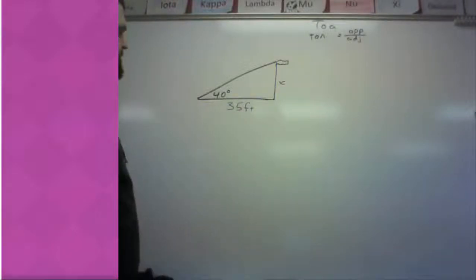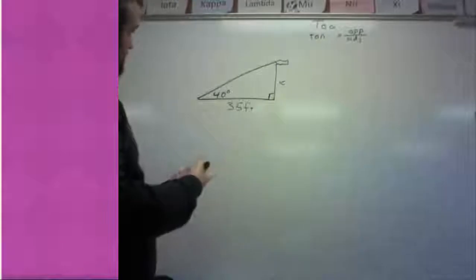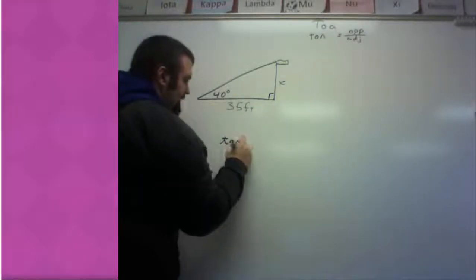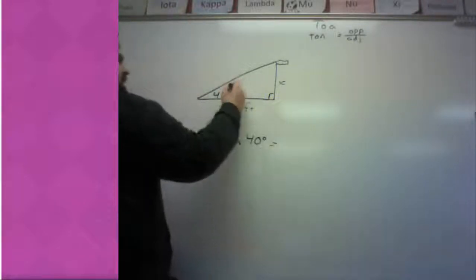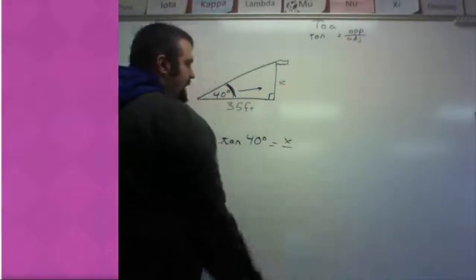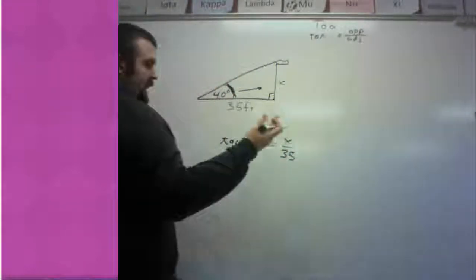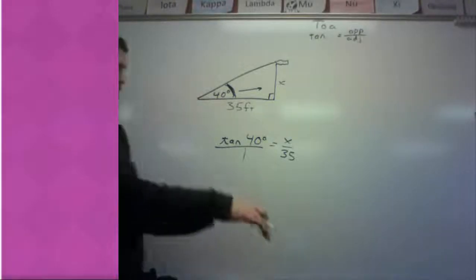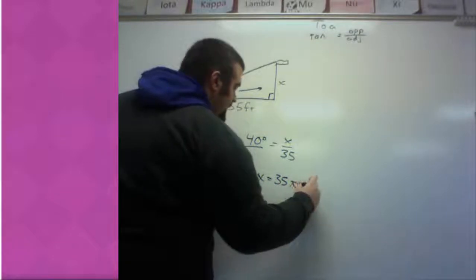I know the angle measurement. The flagpole I sure hope is a right angle. So, to find it, all I have to do is use tangent. Tangent of what? I have an angle, 40 degrees, equals, well, the angle opposite my 40 degrees here, x goes on top. This adjacent leg is 35, goes on bottom. I'm solving for x. Pretend it's a proportion. Cross multiply. x equals 35 times the tangent of 40 degrees.